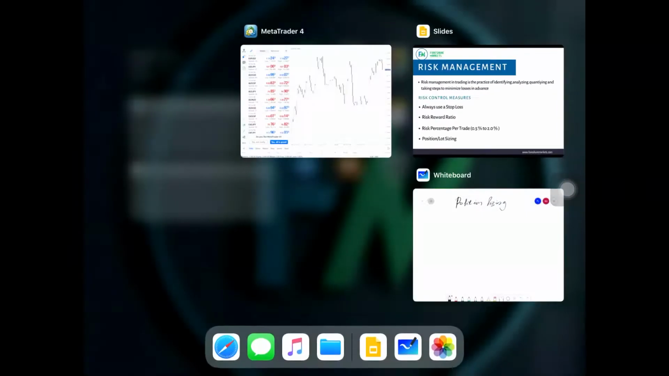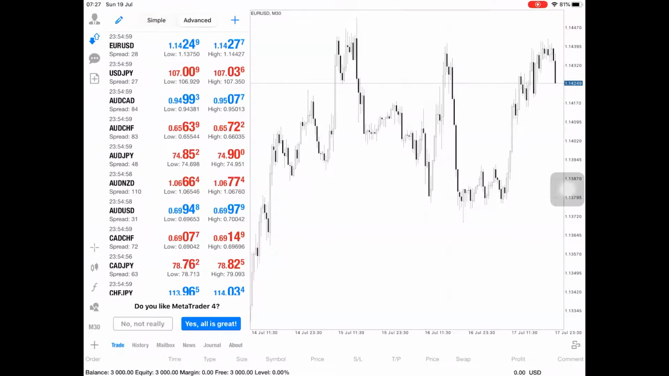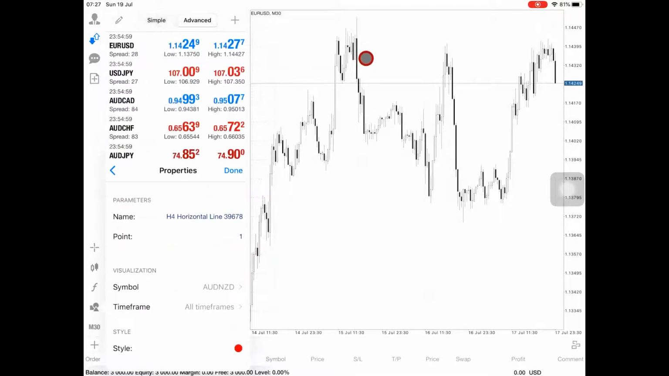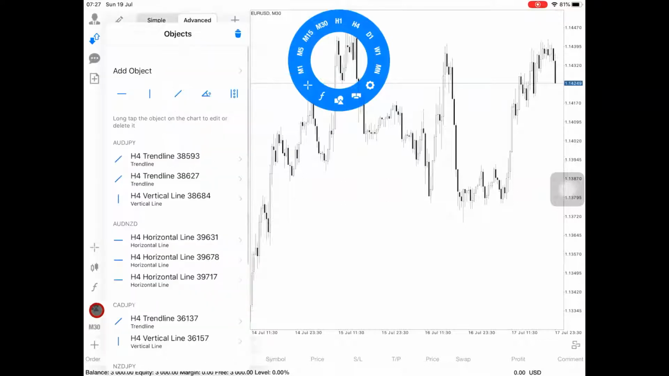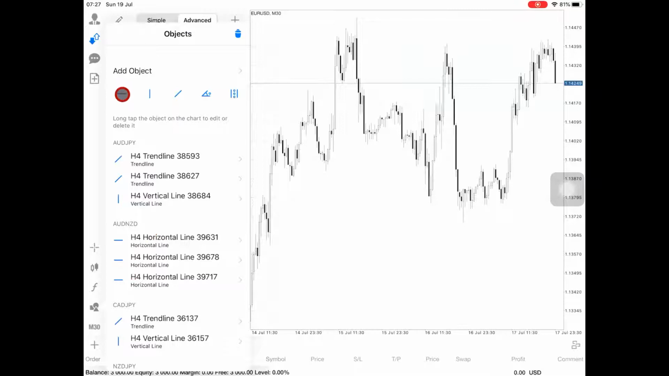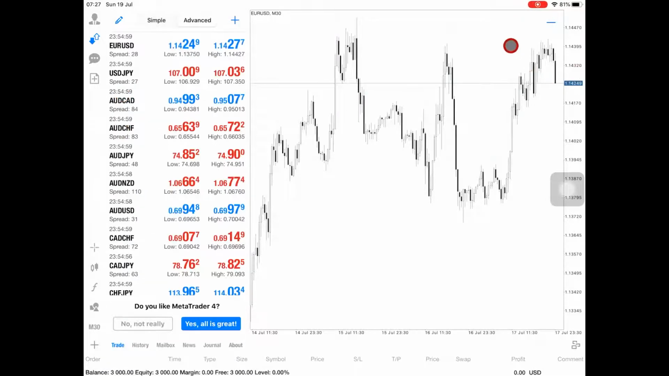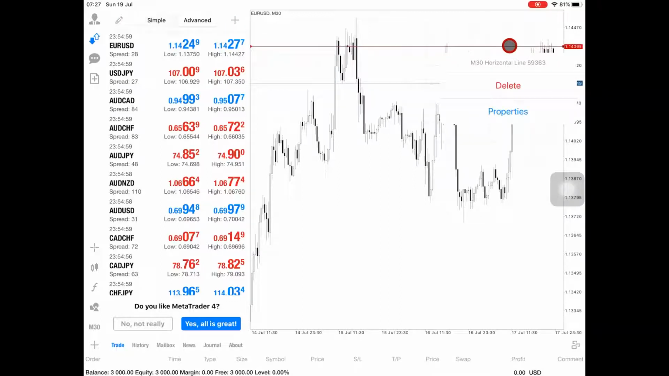So let's see how you identify your risk first of all. Let's say you have done your technical analysis or your fundamental analysis. For example, here I can see a resistance. There was resistance here first, price came down, went back up, and tested that resistance. That was already a double top.